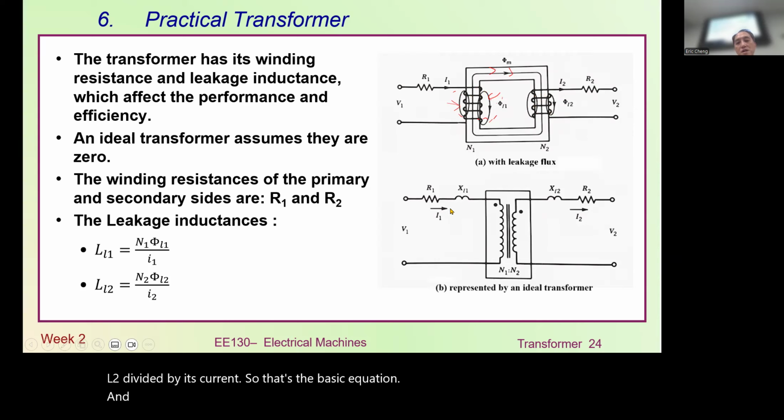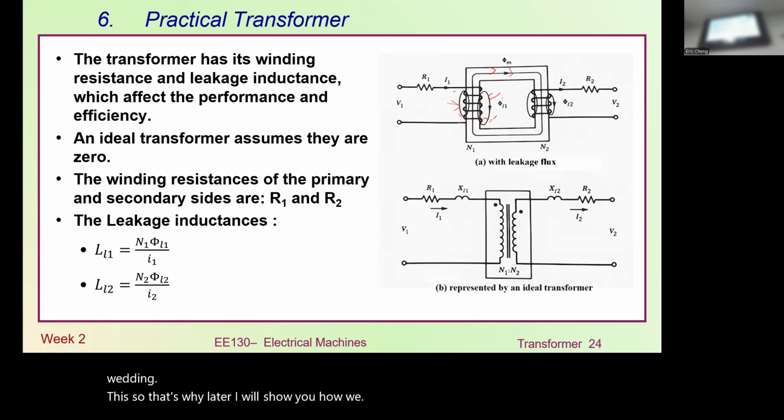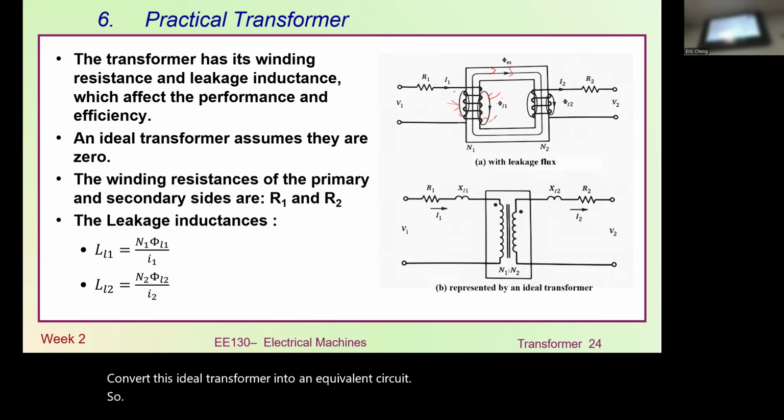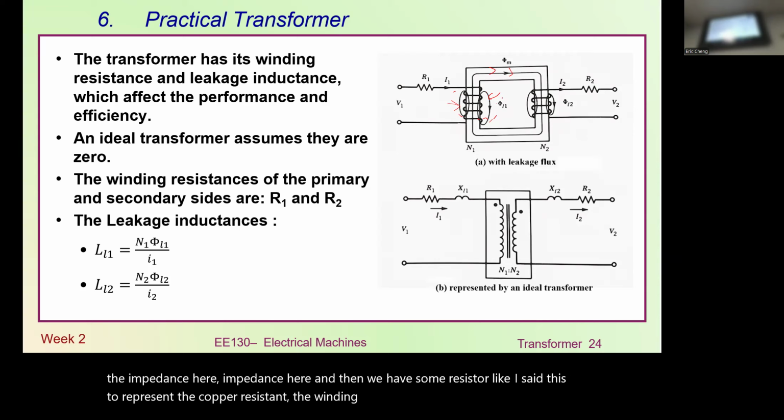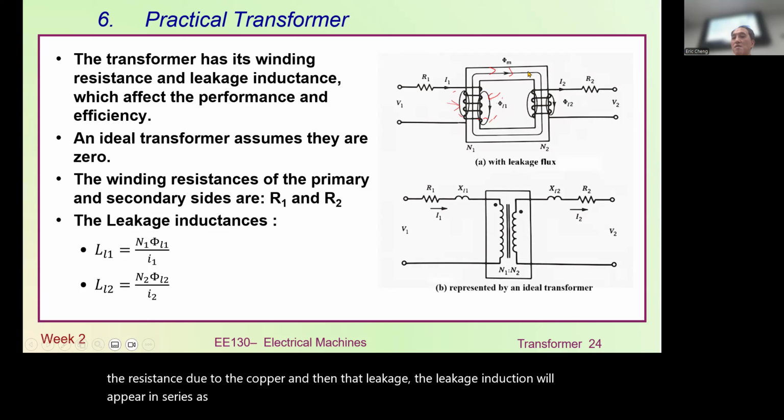And then this leakage inductance will behave as a kind of impedance in series with the winding. So later on we'll show you how we convert this into an equivalent circuit. This one here is the ideal transformer without leakage, without resistance. But for the real transformer, we do have leakage in here. So this leakage is represented by the impedance here. And then we have the resistor to represent the copper resistance, the winding resistance, because current passes through the winding. That's why we have the resistance due to the copper. And then the leakage inductance will appear in series as well. So that's how we can see a practical transformer being converted into this kind of configuration.